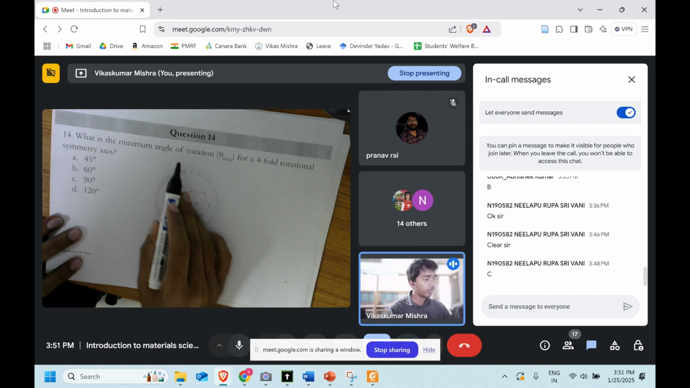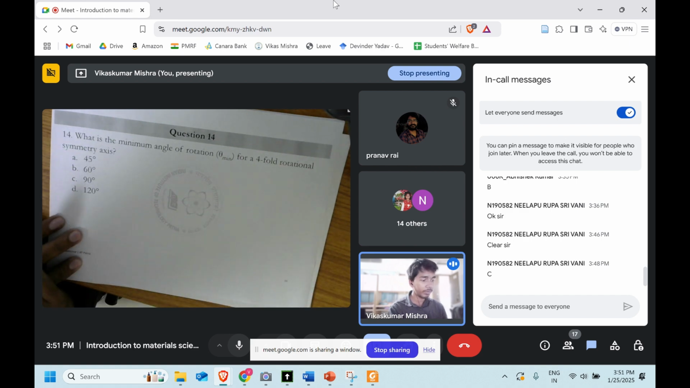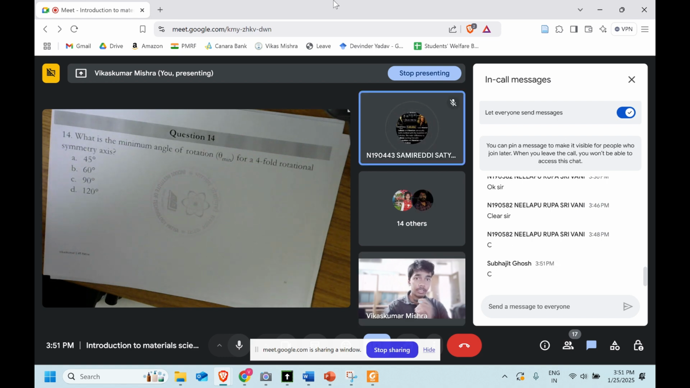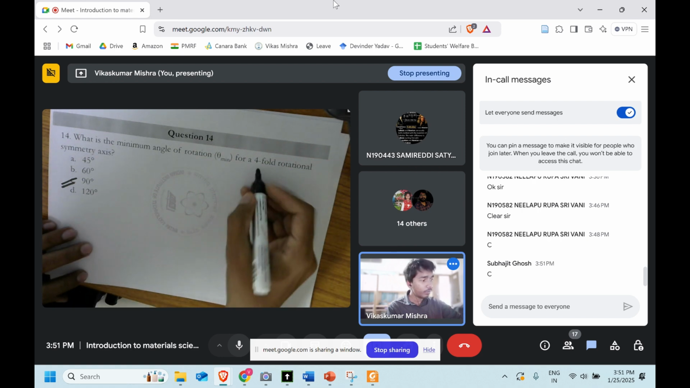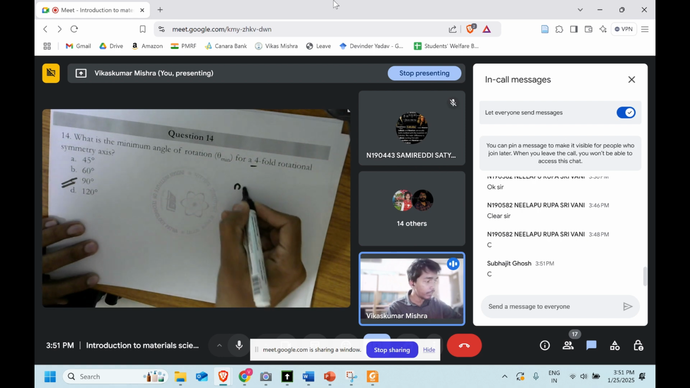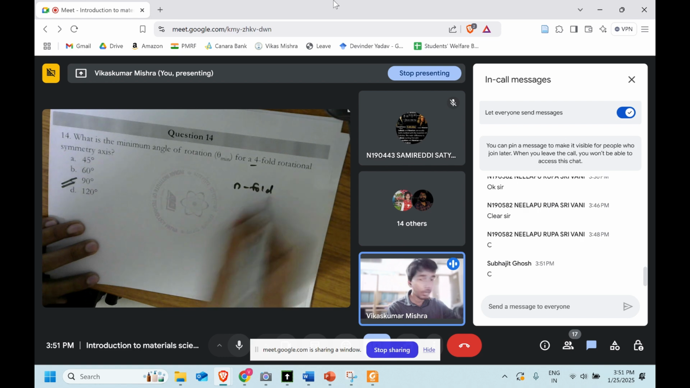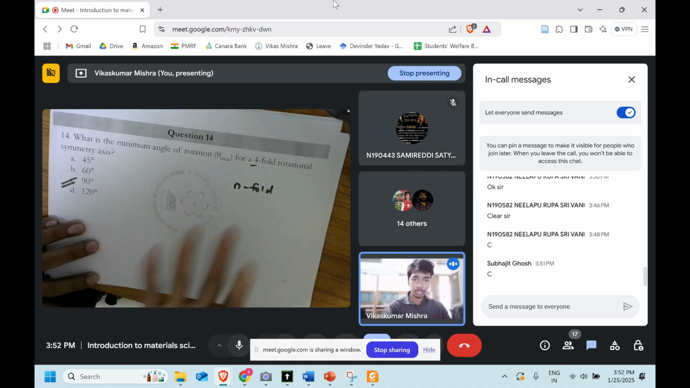What is the minimum angle of rotation for the four-fold rotation symmetry axis? Okay, they are telling us four-fold. What do you think? Which will be the right answer? A, B, or C? 90 degrees. 90 degree, right? That's the right answer. So if n-fold is given to us, how will we find by what angle it is rotating?